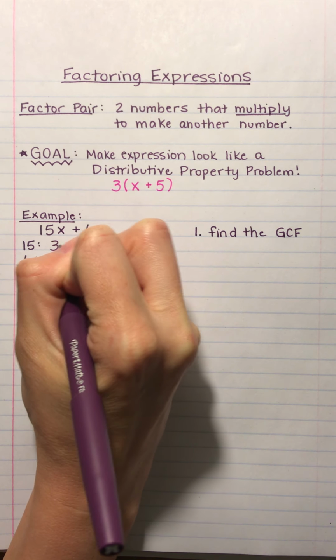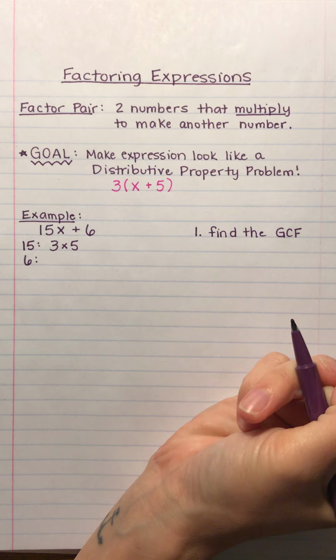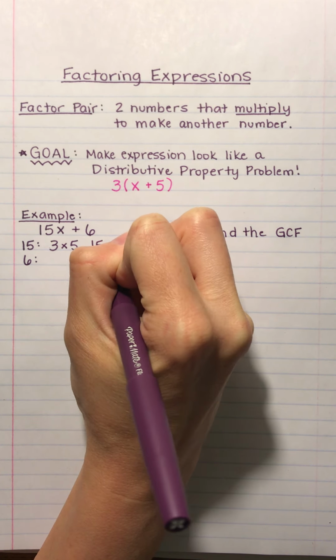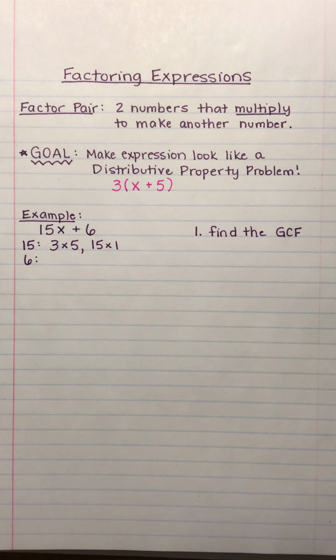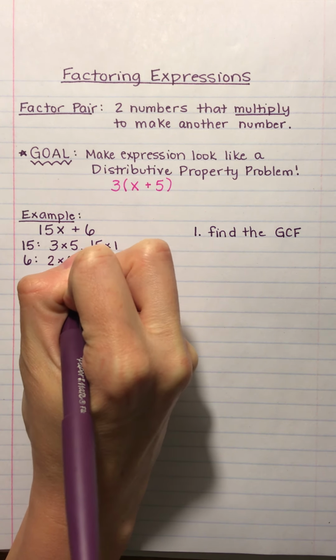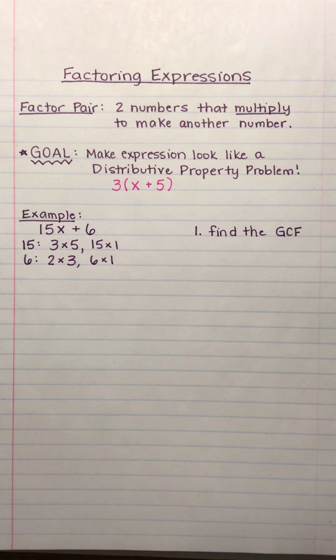So I know 3 times 5 makes 15. I don't need to write down 5 times 3. That's the same. And I also know 15 times 1. Don't forget those easy ones. 15 times 1 makes 15. Those are good. All right, and then 6, same thing. I know 2 times 3 makes 6. I also know 6 times 1. Don't worry about any decimals or fractions. Just go for the whole numbers.